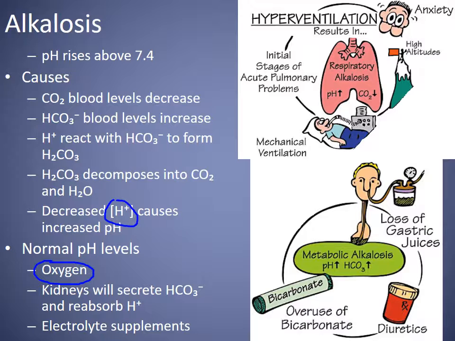But some causes of alkalosis could be hyperventilating, losing a lot of that carbon dioxide as a result of hyperventilating. High altitudes as well. Again, we take a look here with metabolic alkalosis. We don't need to know the difference between respiratory or metabolic alkalosis. Maybe some overuse of bicarbonate. Some medications can cause a shift in pH, or maybe loss of gastric juices.